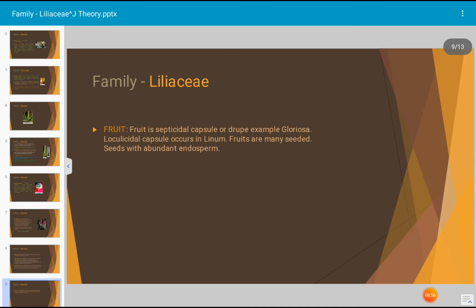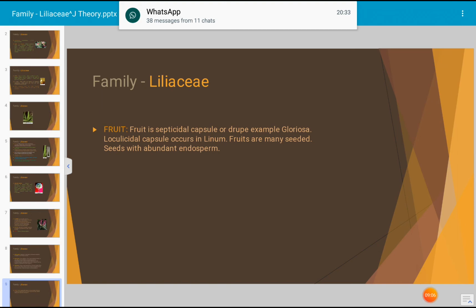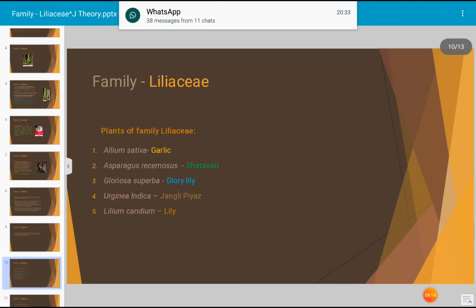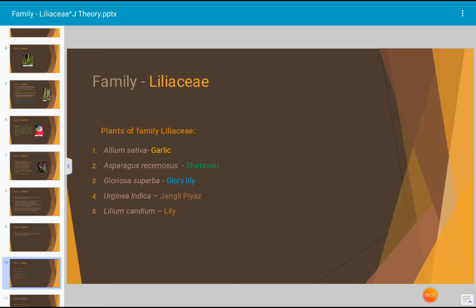Next, fruit. Fruit is a septicidal capsule or drupe type of fruit in Gloriosa. Loculicidal capsule occurs in Linum. Fruits are many seeded. Seeds with abundant endosperm. Next, these are the plants of family Liliaceae. Allium sativum, its name is garlic. Allium sativum is the botanical name.